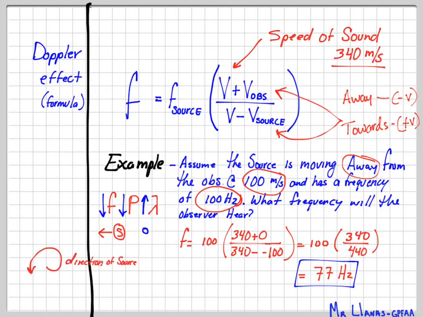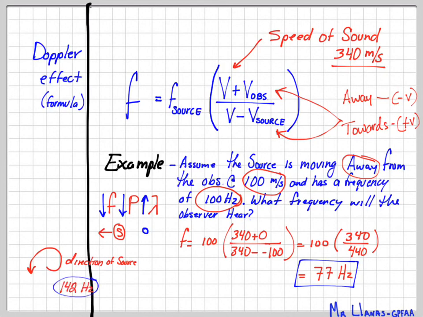But what if you flip the direction of the source? What if instead of the source going away from you, it's coming towards you? Try doing the math real quick, and then I'll show you the answer in a couple of seconds. Or pause the video, do the math, and see if you get it right. So this is what you should have, 142 hertz.